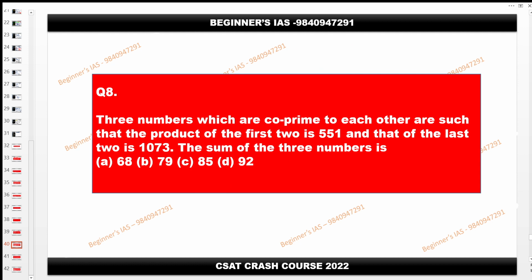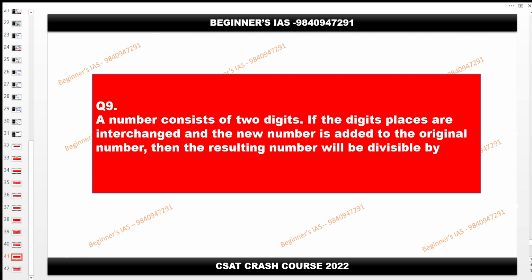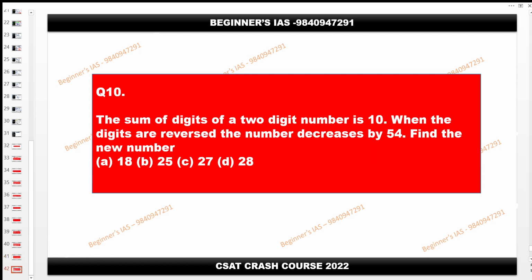Next question. So this is the co-prime concept. You people try this. I have explained the solutions, and I will give you that video link. Then the number consists of two digits. Sum of the digits of the two-digit number is 10. You people try these questions. I will give you the solutions.